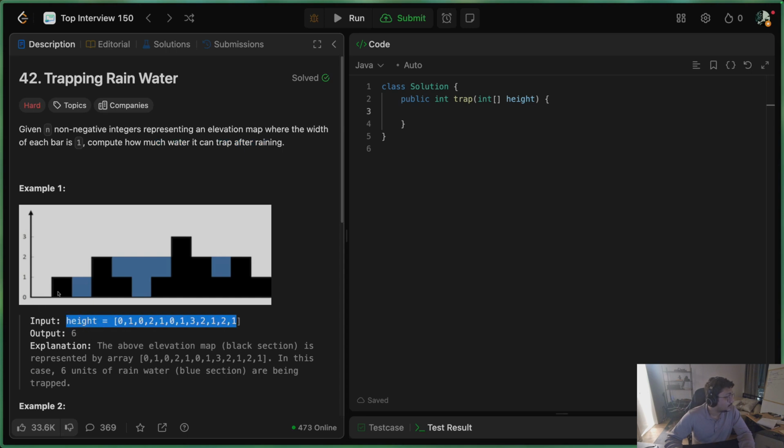We have 0 height, 1, 0 height again, height of 2, 1, 0 again, 1, 3, 2, 1, 2 and 1. Now you can see at the edges we cannot store any water because it will just flow down from the corners. For this question the output is 6 because we have 1 unit of water here, 1 unit of water here, total 2. We have 1 unit of water here and 3 units of water here. So let's take a look at how we can solve this problem.